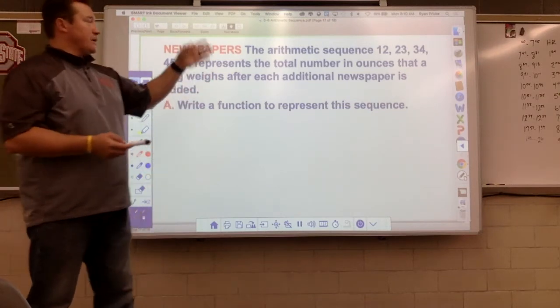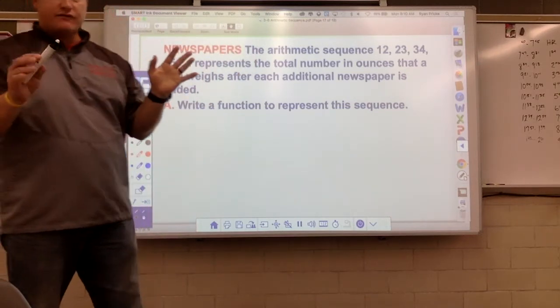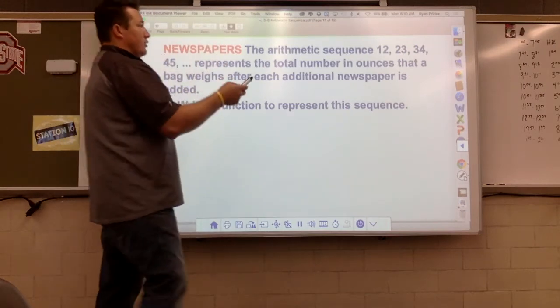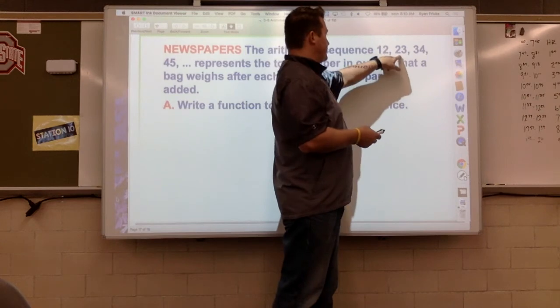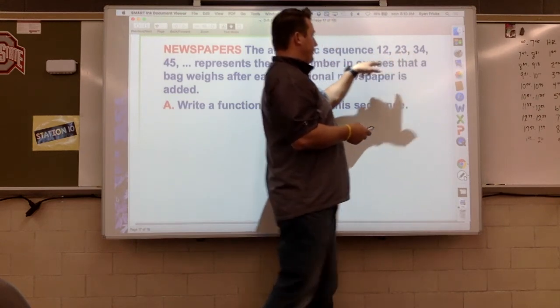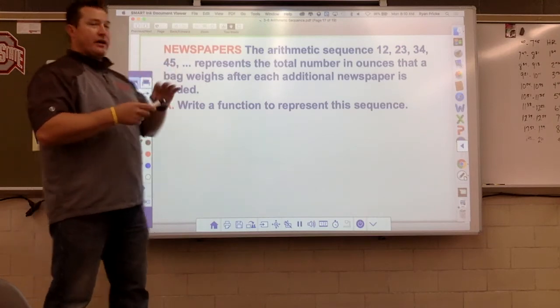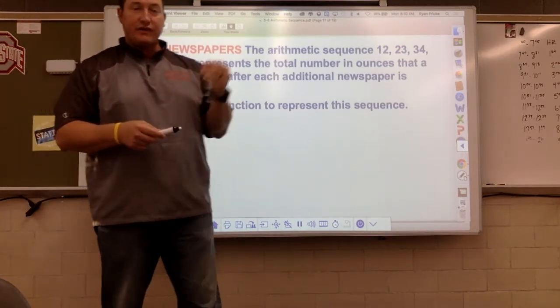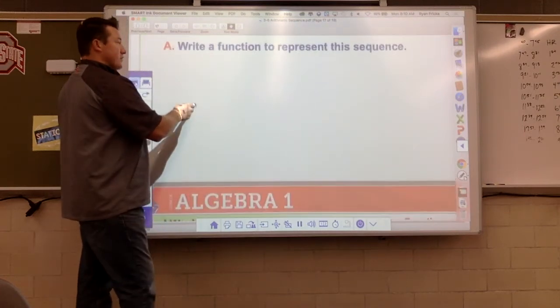Write a function for this sequence. Okay, 12, 23, 34, 45. All right, so first off, do we have a sequence here? So 23 minus 12, I'm assuming that's 11. 34, okay, there's another 11. 45 minus that one. Okay, so yes, we have a common difference of 11. So we can write a function for this sequence, okay?